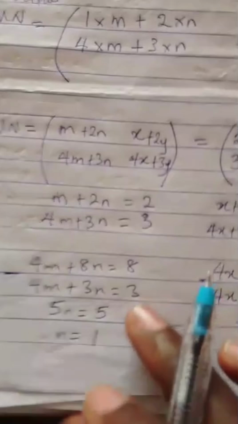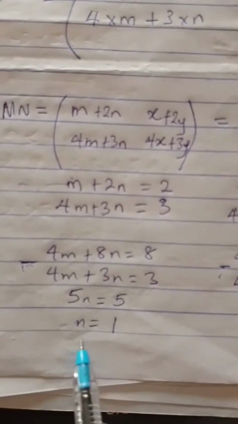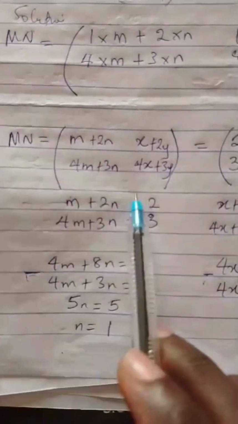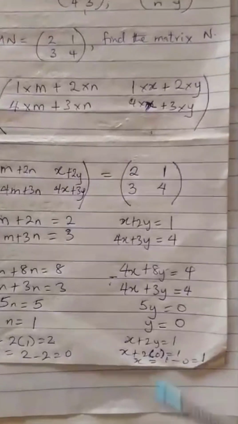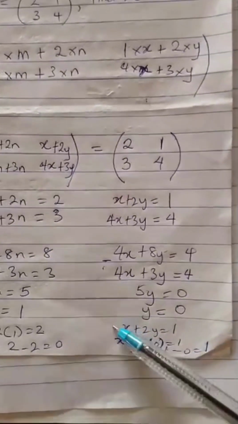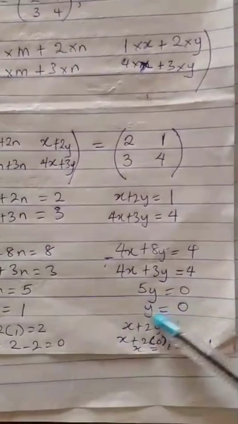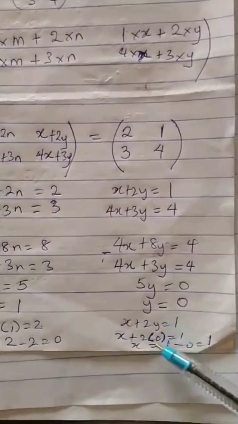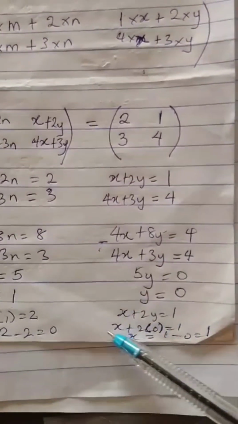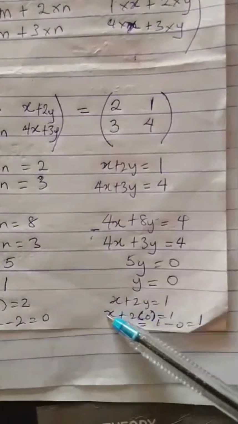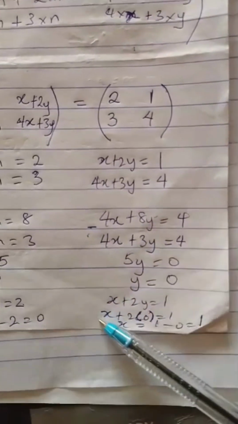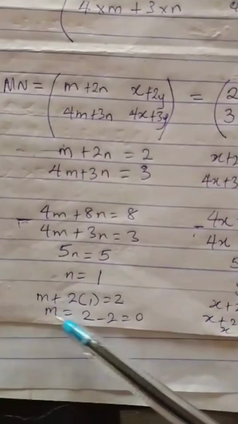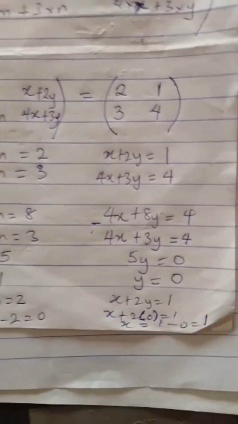So we have a value for n, n equals 1. You can easily substitute into any of these to get m. And y equals 0. Just to go over this little detail here, we have x plus 2 times y. We've gotten that y equals 0, so anywhere you see y, substitute 0 in there. So x plus 2 times 0 is 0, so it's x plus 0. If 0 comes over, it becomes 1 minus 0. So we'll have x equals 1. So we have m equals 0, x equals 1.